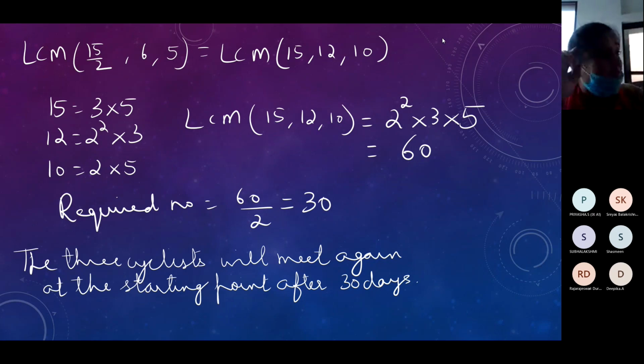What is it? 60. But that's not the required number because we had multiplied by 2. So do the opposite, divide by 2. If you had added 2, you will subtract 2, the counter effect, the opposite effect. So now divide by 2, 60 by 2 is 30. So the 3 friends will meet again after 30 days.